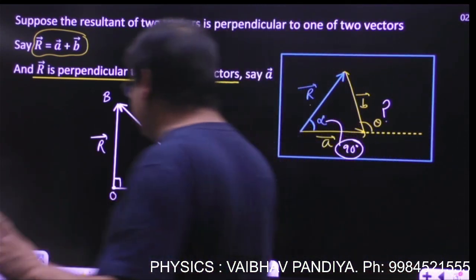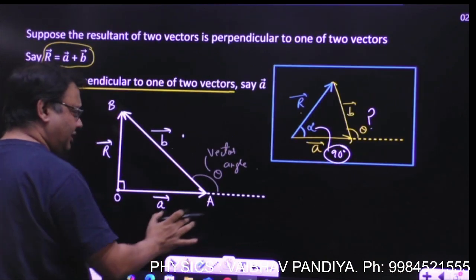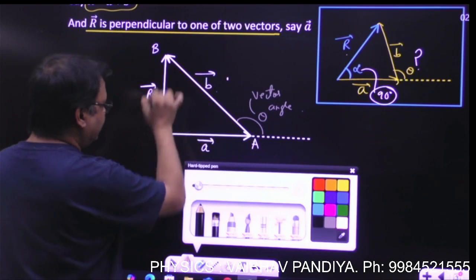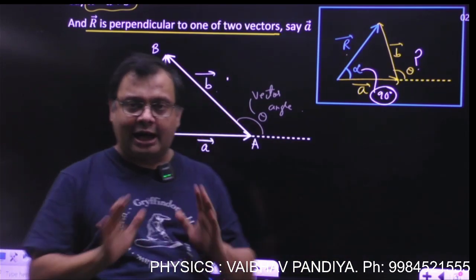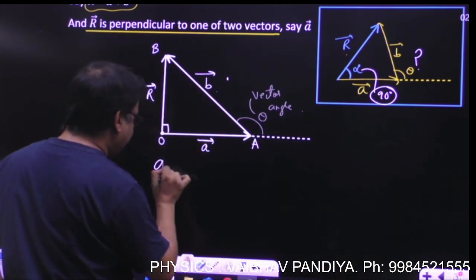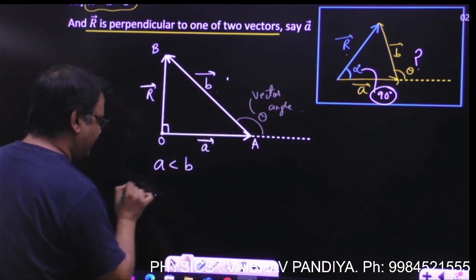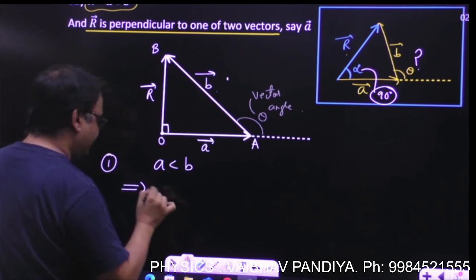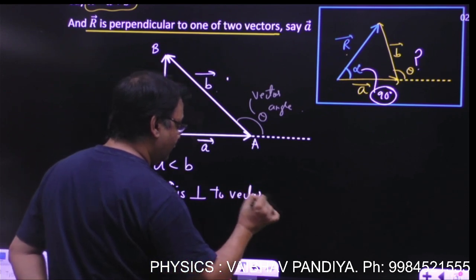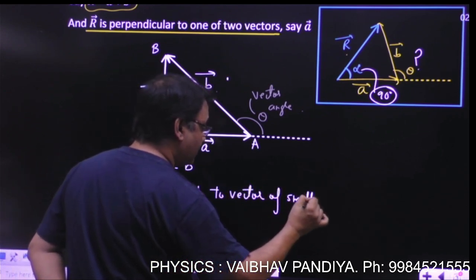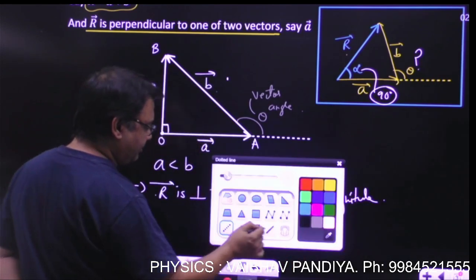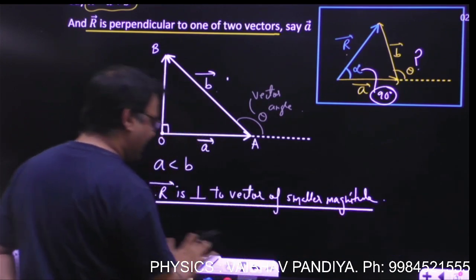Now we will apply the basic geometry of class 7th. First of all see, this is a right angle triangle, correct? And the hypotenuse is the greatest side. So one thing is for sure, that the magnitude of A will be less than the magnitude of B. So the first point you can judge is R is perpendicular to the vector of smaller magnitude, correct? R is perpendicular to the vector of smaller magnitude.